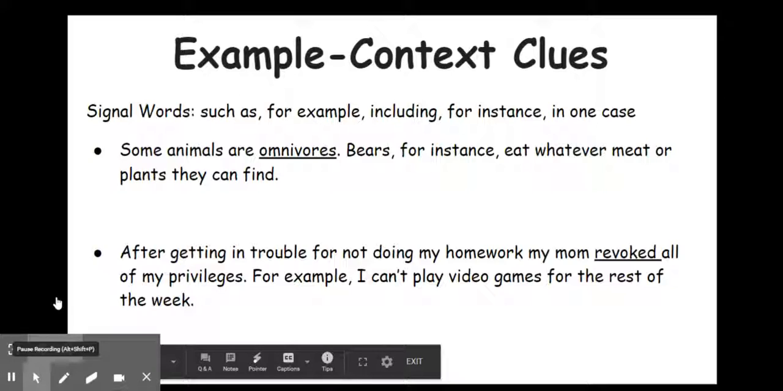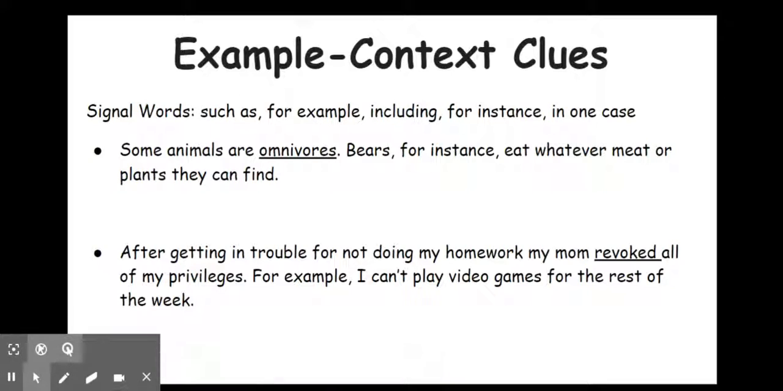This sentence gives an example of what an omnivore does. They eat whatever meat or plants they can find. So they eat plants and animals. So that tells us what omnivores are. Our next example of an example context clue.